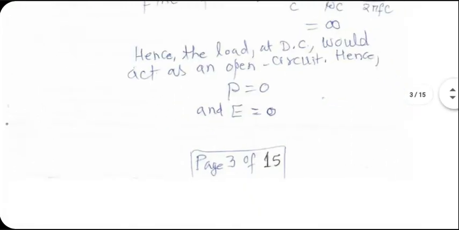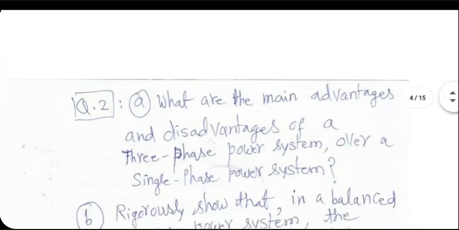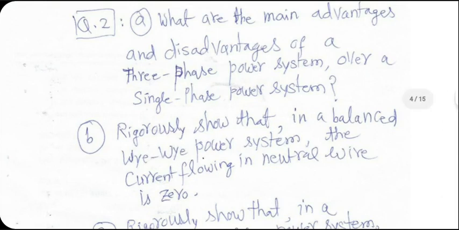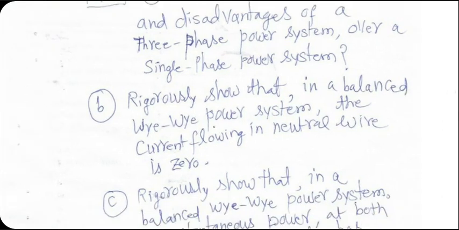Anyway, this was not related to three-phase systems, but fine. Question 2 last year was, what are the main advantages and disadvantages of a three-phase power system over a single-phase power system? You can handle it very well, I know. Rigorously show that in a balanced YY power system, the current flowing in the neutral wire is 0. We showed it today. If you are not sure, do it yourself once.